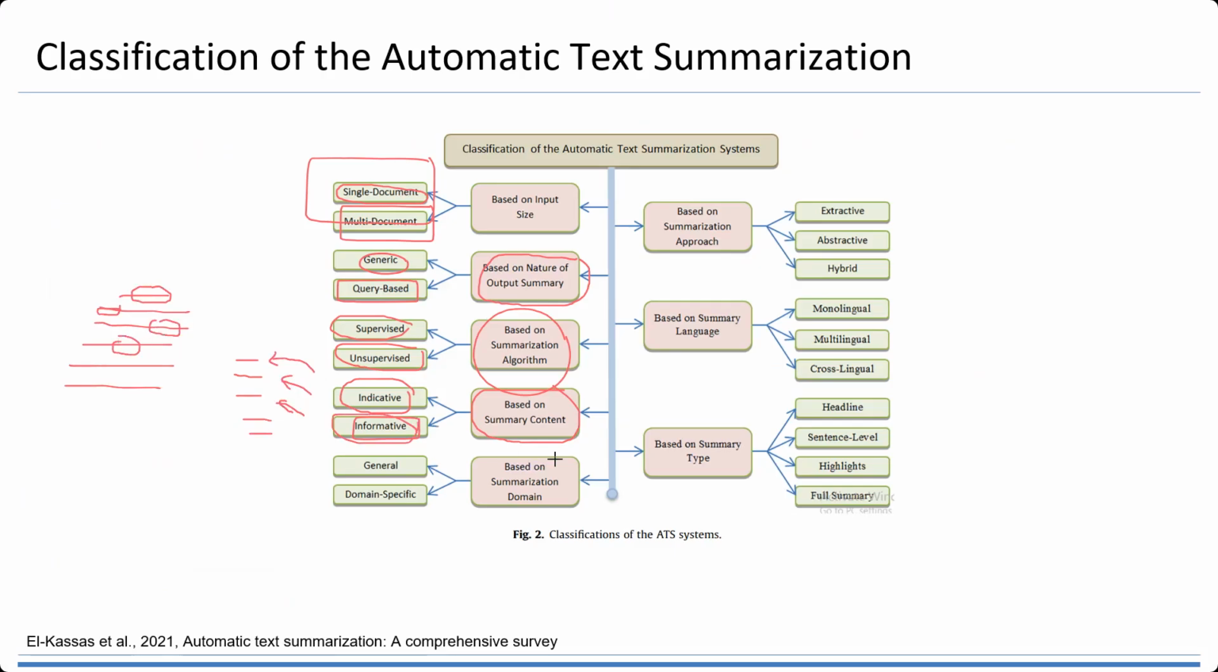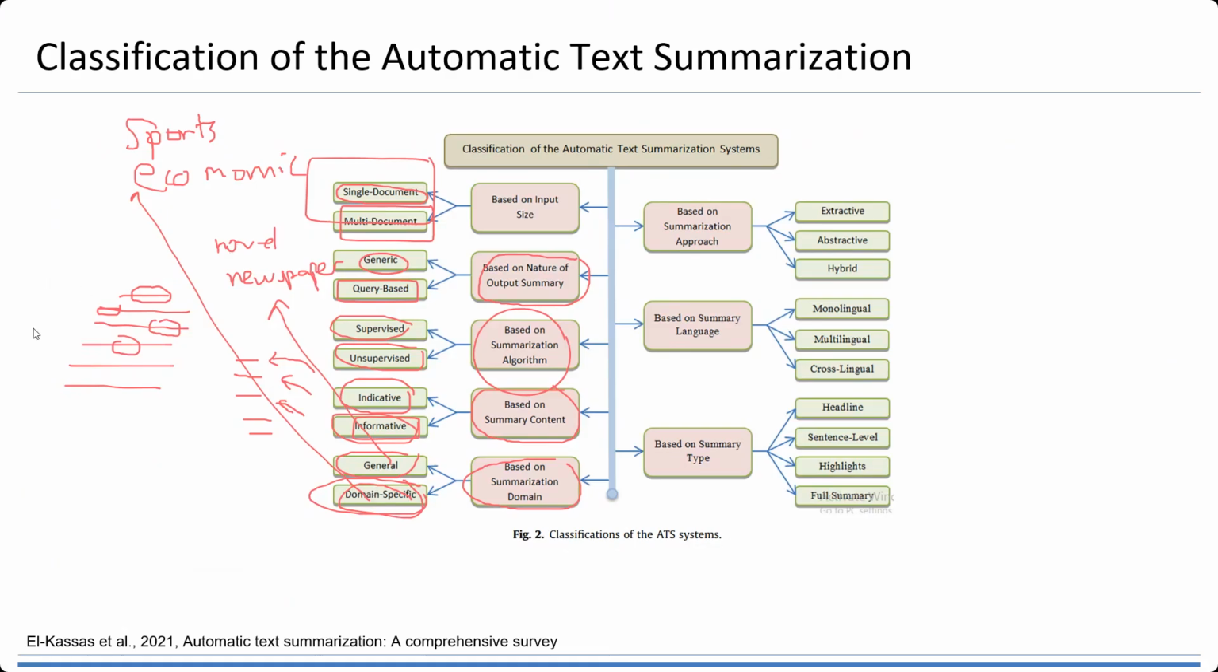So we have the summarization domain, whether it is general or domain specific. General means any kind of document, maybe from a novel, or maybe from the newspaper. So anything from the newspaper will be summarized. But if it is domain specific, maybe it is related to sports, or maybe it is related to economics. So it is very specific. We call this domain specific.